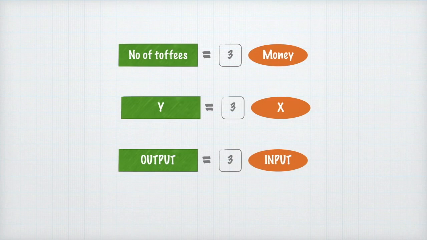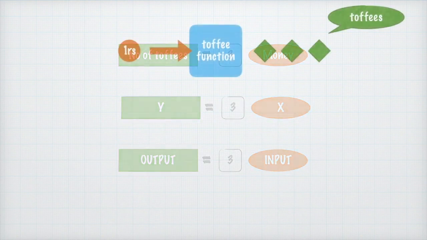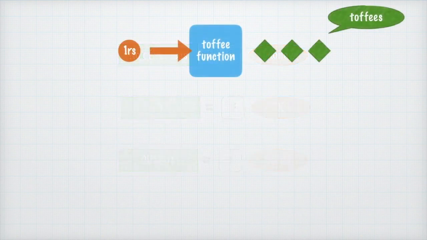Instead of money, can you say X? Again, right? So Y is equal to 3X. Can I say that is my function? X is my input, Y is my output. I hope the idea of function is getting clear to you.